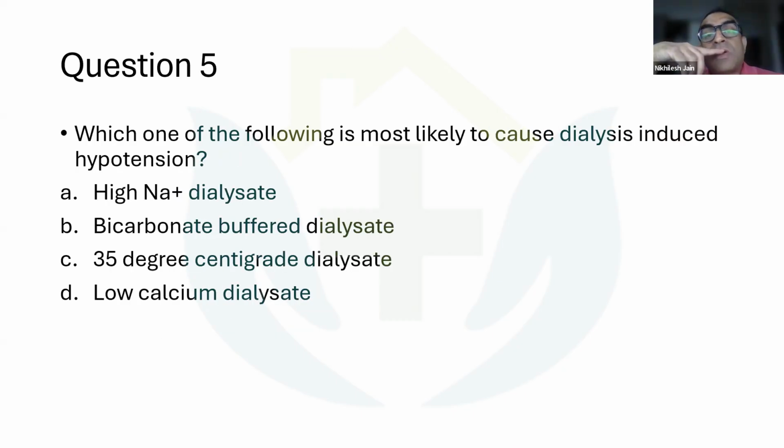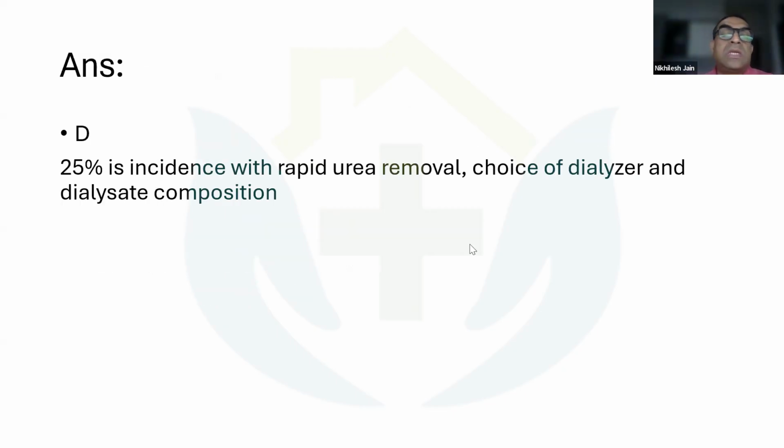Now, which one of the following is most likely to cause dialysis-induced hypertension? The option is most appropriate. Remember that. The option is most appropriate. Okay, Salah has answered C. No other takers. So the answer here is actually a low calcium dialyzer. The answer is D.